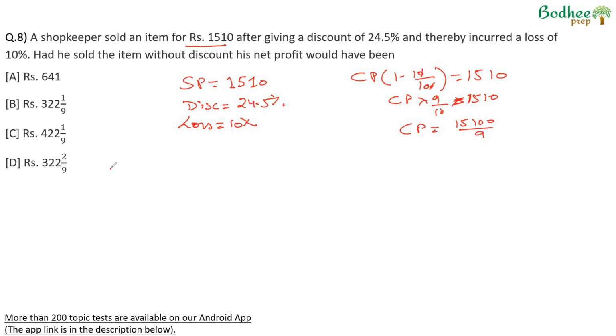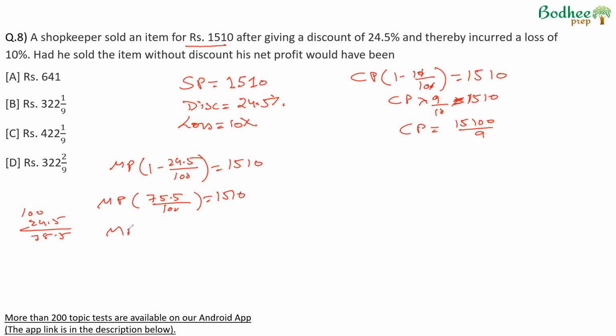Similarly, if you look at marked price into 1 minus discount upon 100, 24.5 upon 100, it will be equal to 1510. This becomes 100 minus 24.5, which is 75.5. 75.5 upon 100 is equal to 1510. So MP becomes 1510 into 100 upon 75.5. To remove this decimal, I'm multiplying by 10.